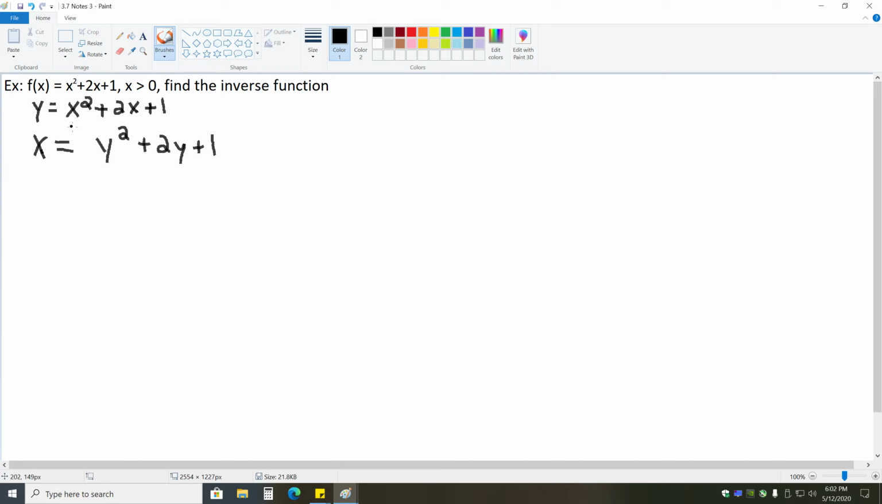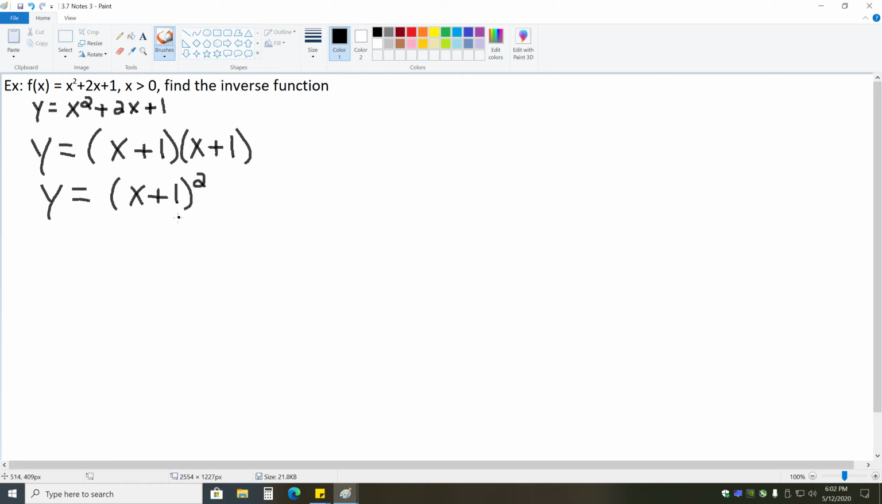So if we were to take this problem, what we originally started with, so let me erase this back to here. If we were to take this problem and factor it, which would give us x plus 1 times x plus 1, then we would have y equals x plus 1, quantity squared. Now notice that when we swap x and y, we get x equals y plus 1, quantity squared.